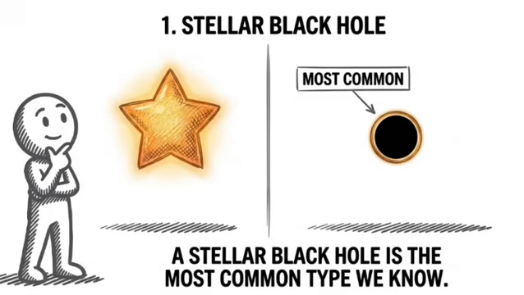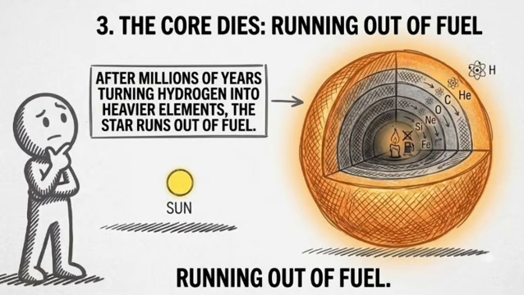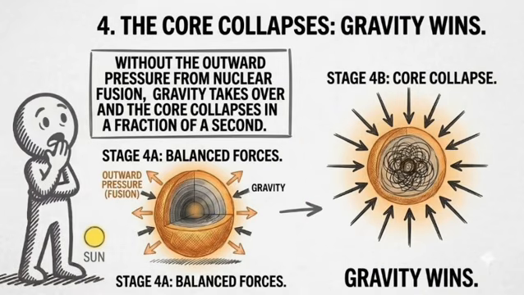Stellar black hole. A stellar black hole is the most common type we know. It forms when a massive star, usually more than about 20 times the mass of the Sun, reaches the end of its life. After spending millions of years turning hydrogen into heavier elements, the star runs out of fuel. Without the outward pressure from nuclear fusion, gravity takes over and the core collapses in a fraction of a second.